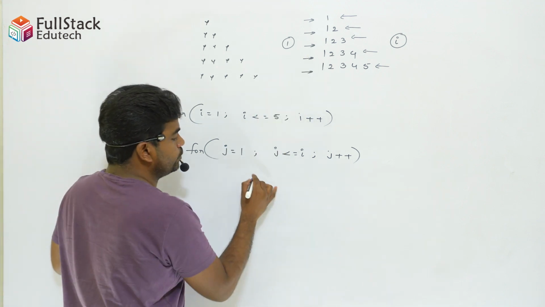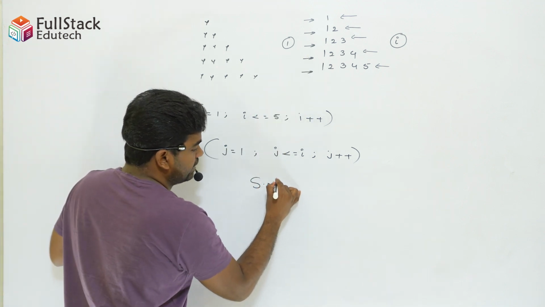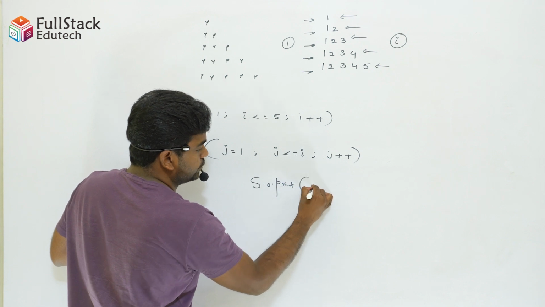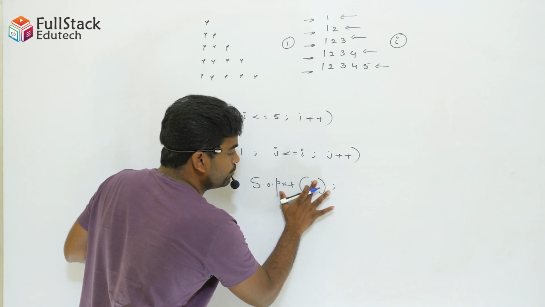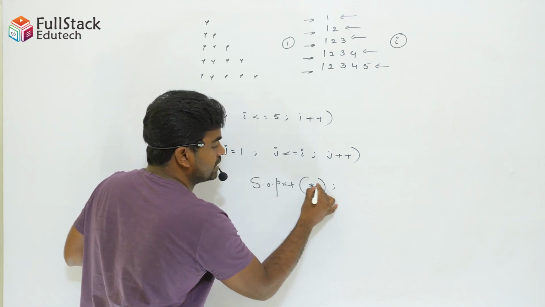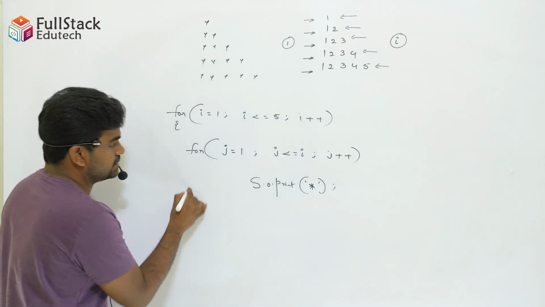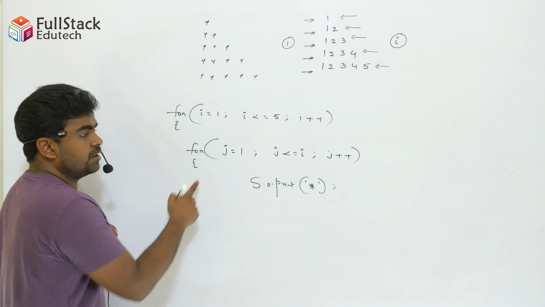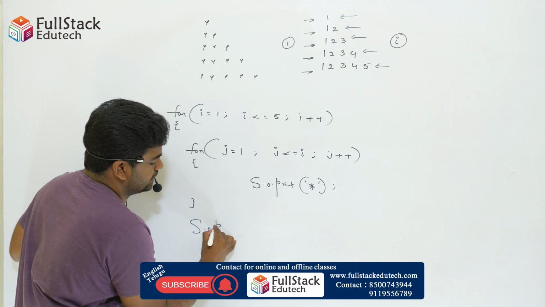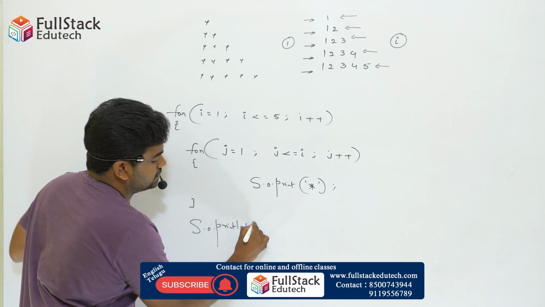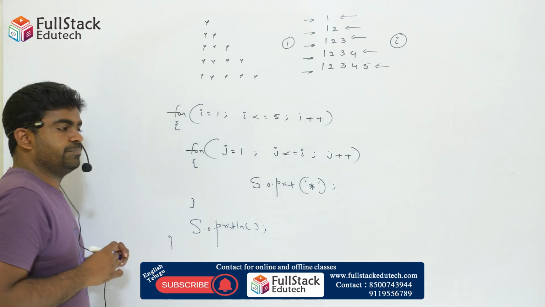Inside, if you want to display the numbers, we are printing the J value. But now the only difference is what? Instead of printing the J value, just print the character star. Once this loop execution is completed, to send the control to the next line, we use println.